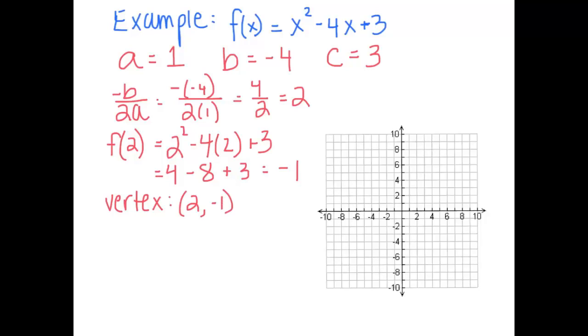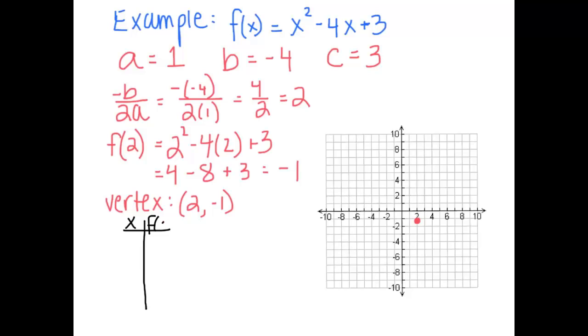Look at all that work we just did just to find the vertex out of standard form. I wish that this function was in vertex form, but it wasn't, so we had to work a little bit to find the vertex. Let's plot that vertex before we forget it. (2, negative 1) right there. Let's get some other points on this parabola. Same method as when we had vertex form. I like to plug in some x values near the vertex. So let's make a table.